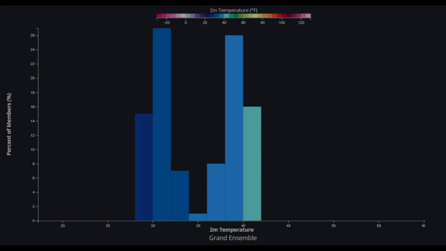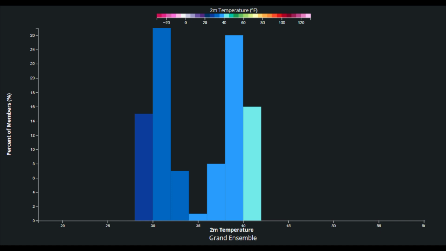In this example, it's a pretty clear-cut case of a bimodal distribution. There are two nearly equal probabilities for temperature to be around either 30 to 32 degrees Fahrenheit or 38 to 40 degrees Fahrenheit, with approximately 26 and 27% of the members, respectively. Then, there's a quick tail down either side of that, so you can see the 100 members from the Grand Ensemble are favoring those two temperature ranges.